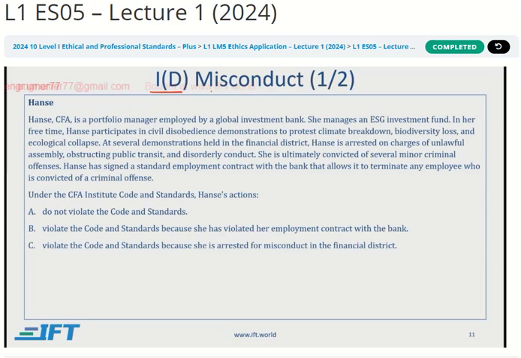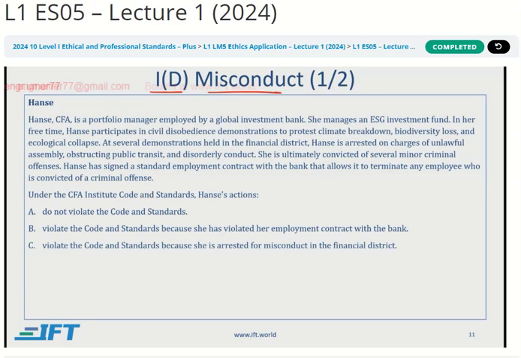This case has to do with 1D, misconduct. Hanse is a portfolio manager employed by a global investment bank. She manages an ESG investment fund. In her free time, Hanse participates in civil disobedience demonstrations to protest climate breakdown, biodiversity loss, and ecological collapse. At several demonstrations held in the financial district, Hanse is arrested on charges of unlawful assembly, obstructing public transit, and disorderly conduct. She is ultimately convicted of several minor criminal offences.